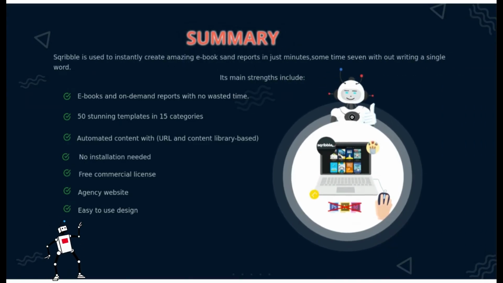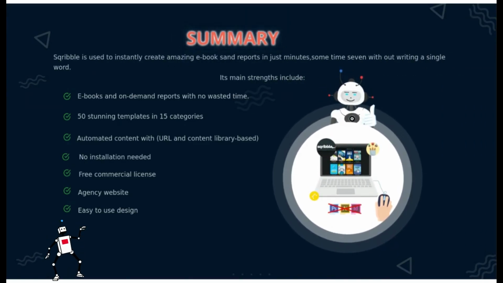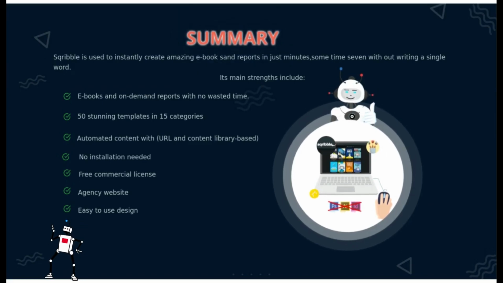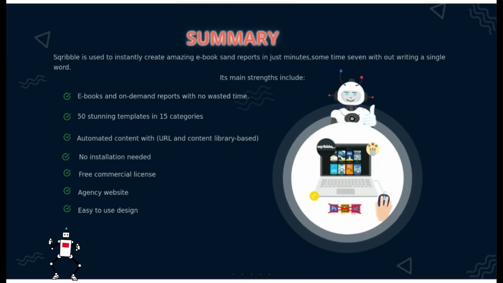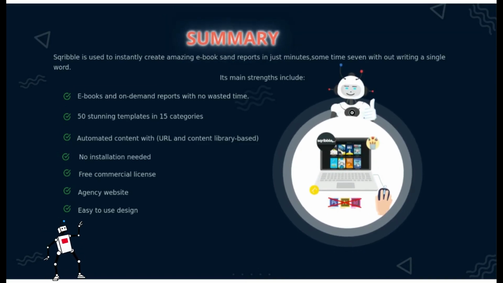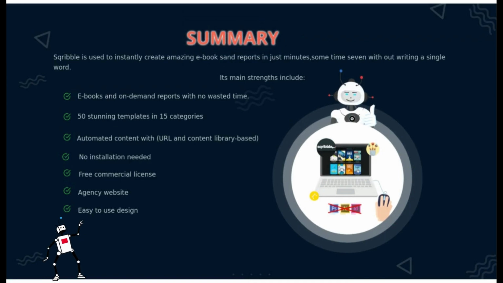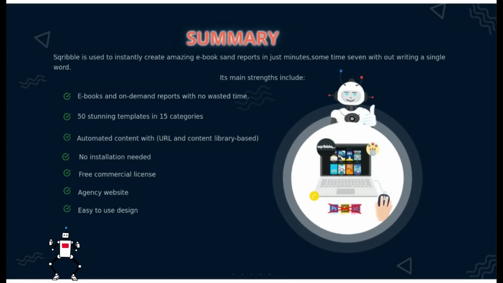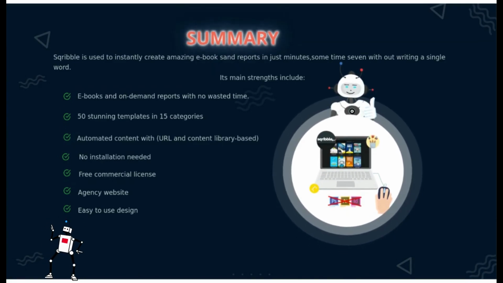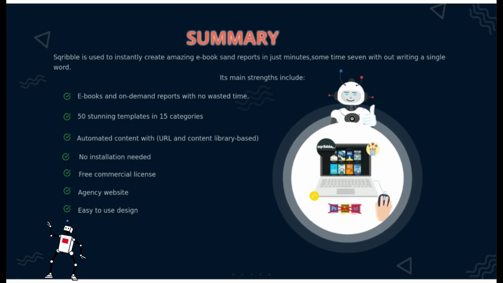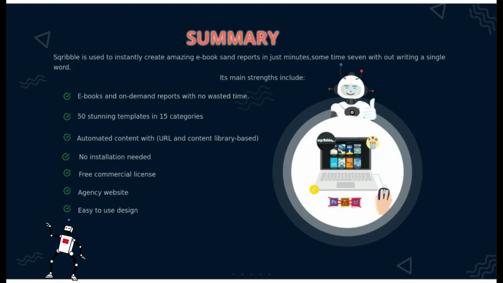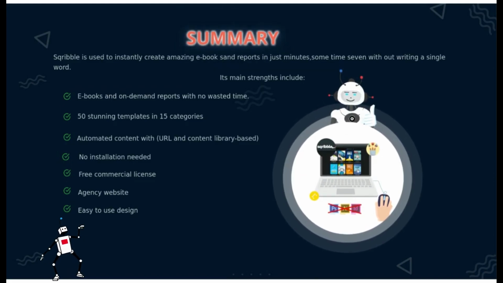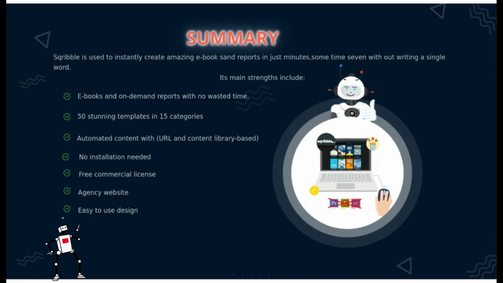Let us recap the summary about Sqribble. Again, Sqribble is used to instantly create amazing ebooks and reports in just minutes, sometimes without writing a single word. Its main strengths include ebooks and on-demand reports with no wasted time, 50 stunning templates in 15 categories, automated content with URL and content library base, no installation needed, free commercial license, agency website, easy to use design. Just remember, this is a one-time fee. You have no monthly charge with Sqribble.